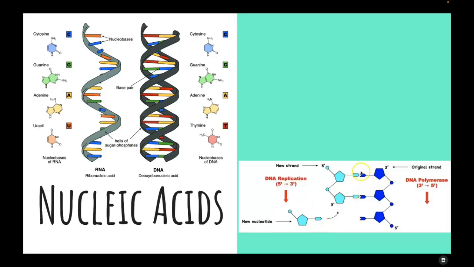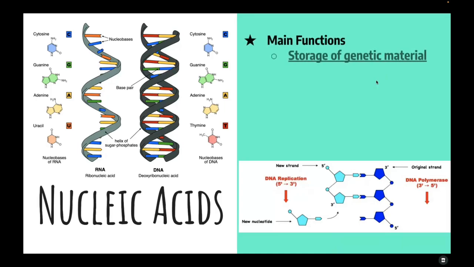And for DNA, you have that double helix, and it always will go the opposite way, just like driving a car, right? You drive a car going this way, and then traffic goes the opposite way, all right? And so the main function, like we mentioned, is to store genetic material.